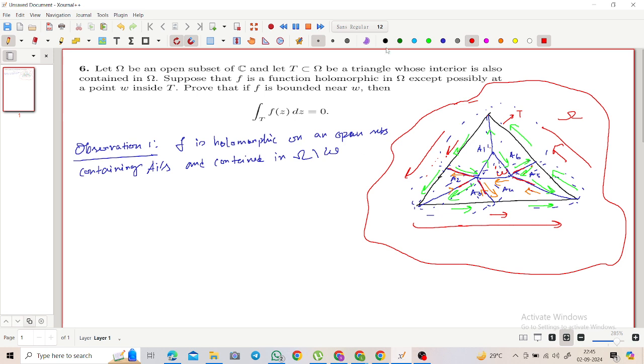So, observation 2. The integral over A_i of f is 0, right? Because f is holomorphic on these triangles. Observation 3.